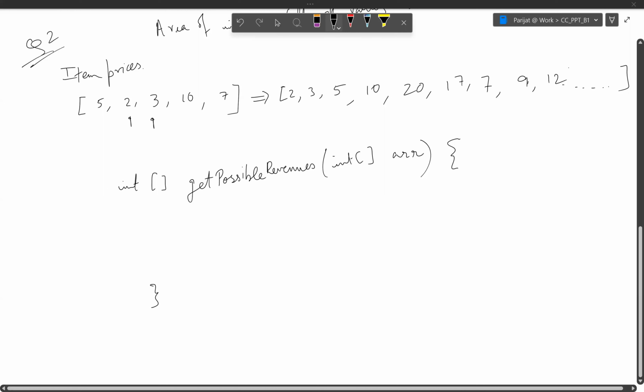Okay, so Dhruti has come up with a solution. We can make subgroups, then sum them and make an array. Also, if you see, the subgroup 2 plus 3 and the subgroup 5 will have the same sum. I don't want the same sum twice, obviously, because that is the same revenue I'm making. So get possible revenues should have only unique values. How do I handle that scenario also? Think about it a bit, then we'll discuss.